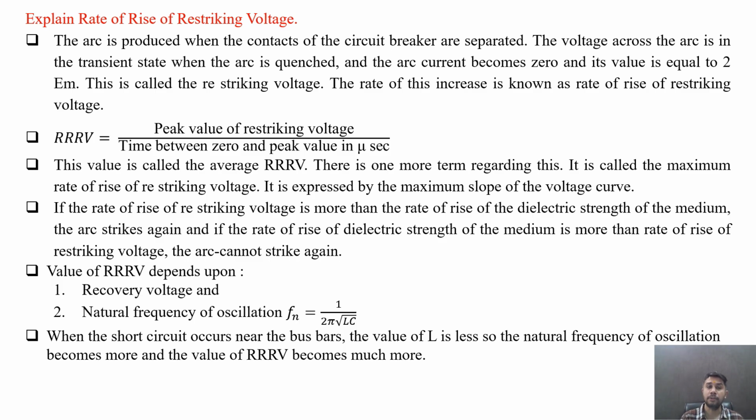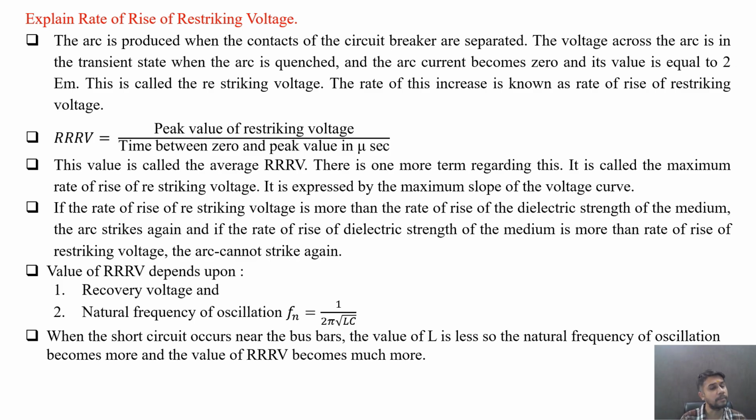There is one more term regarding this, called the maximum rate of rise of restriking voltage. It is expressed by the maximum slope of the voltage curve, where the voltage rise is the maximum. If the rate of rise of restriking voltage is more than the rate of buildup of dielectric strength of the medium, then the arc strikes again, and if the rate of buildup of dielectric strength of the medium is more than the rate of rise of restriking voltage, the arc cannot strike again. This statement is Slepian's theory.